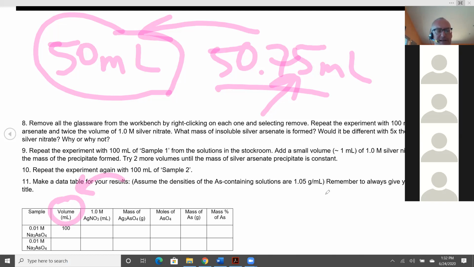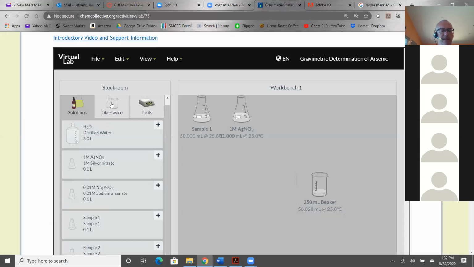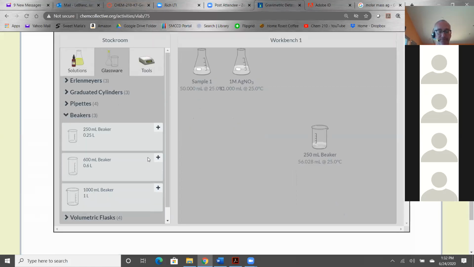Although I don't know if there's a container that holds a liter. I'll have to see. Let's see. What's the biggest container? Oh, there's a 1,000 mil beaker. So you could probably put 500 mils in there and then add your silver to that if you wanted to. Then you get some big numbers. So any other questions?